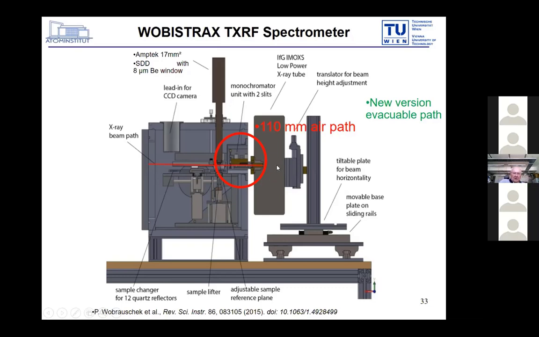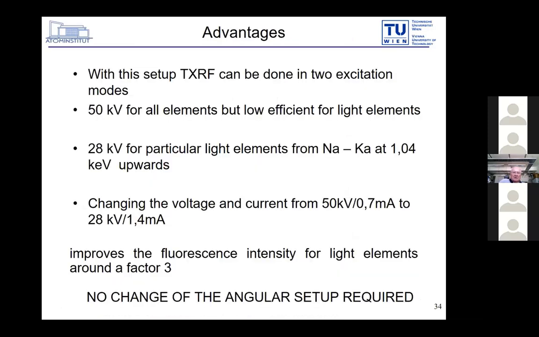So with this information, we are coming to the results. That is already what I said. We are operating at 50 kilovolts and 28 kilovolts, and due to the 35 watts available, we can operate 50 kV at 0.7 milliamperes and 28 kV at 1.4 milliamperes. And this change in the voltage and current gives us already a factor of 3. And here I'm again emphasizing, no change of the angular setup for the total reflection part is necessary.